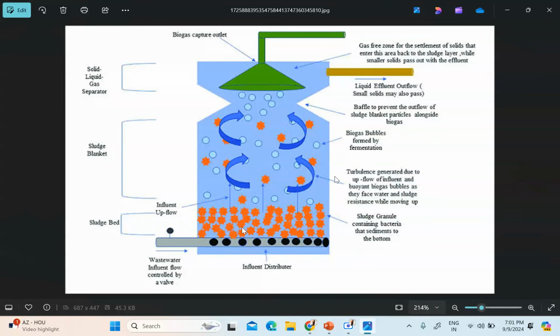It has the microorganism, and as I explained to you, when the wastewater moves in this direction, there is a force, and the movement of water happens in the upward direction, which makes a turbulent motion. And due to that turbulence, the biogas bubbles form, that is the biogas which is produced. Also, you see that sludges, after this turbulent flow, are transported to different regions.